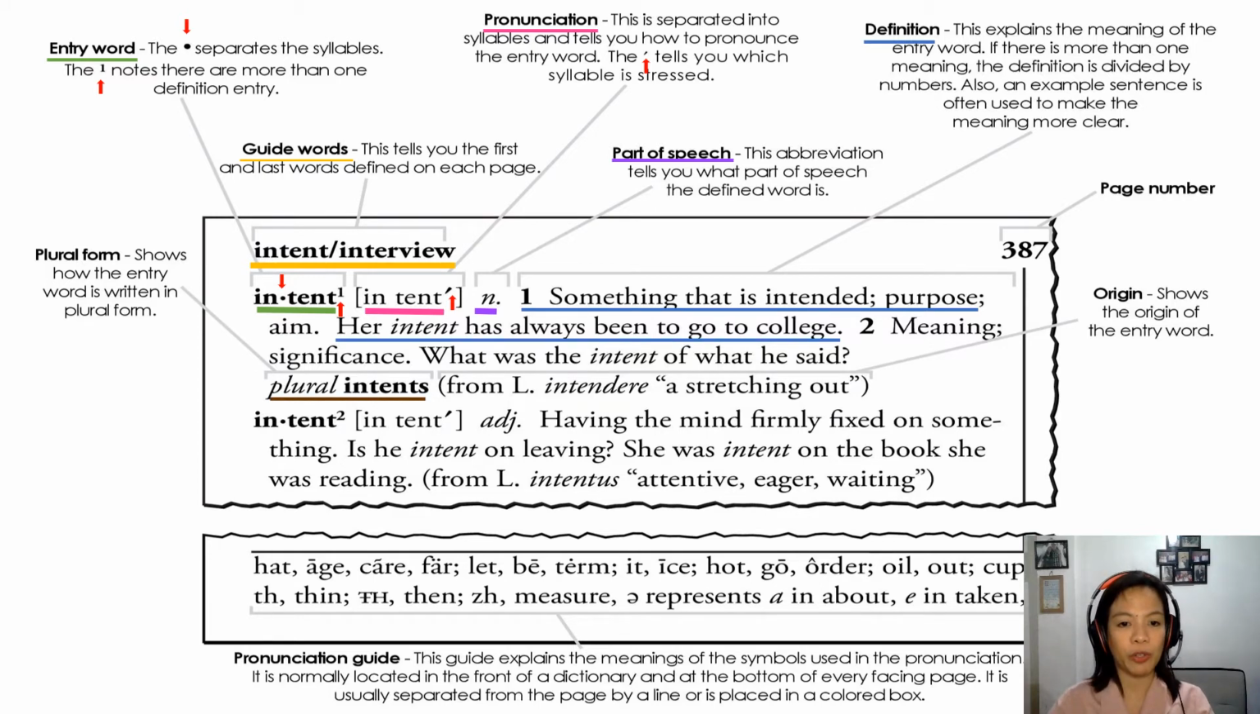We have here plural intents, plural form. It shows how the entry word is written in plural form. So the plural form of intent is intents. Next is the origin. It shows the origin of the entry word. So intent comes from the Latin word intendere, a stretching out.